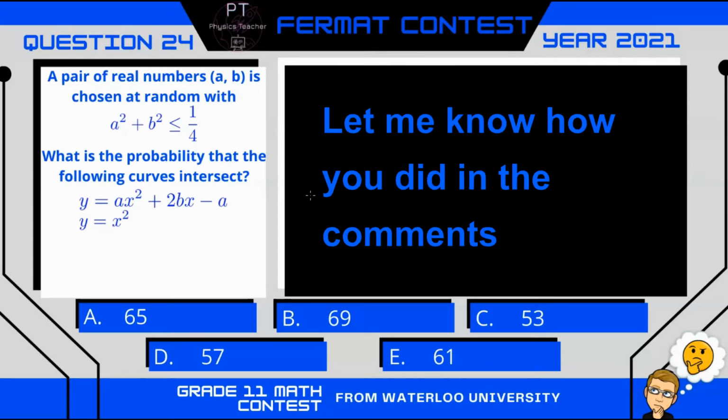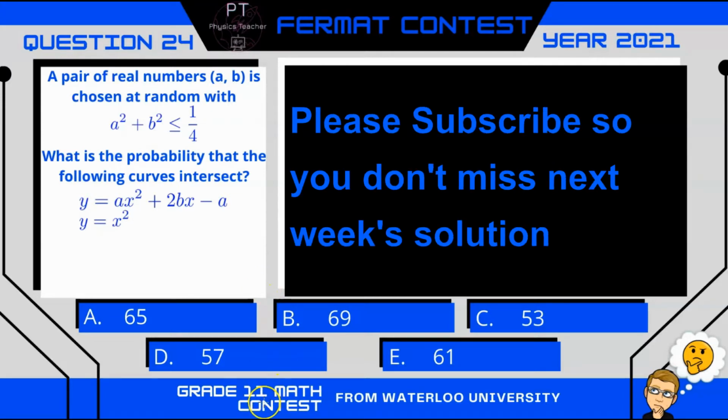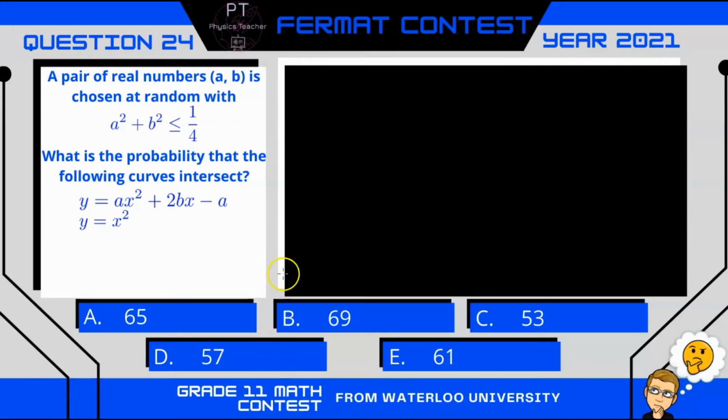This is a question from the Fermat contest, which is the grade 11 math contest from Waterloo University. Give it a try, and I'll be right back with the solution.